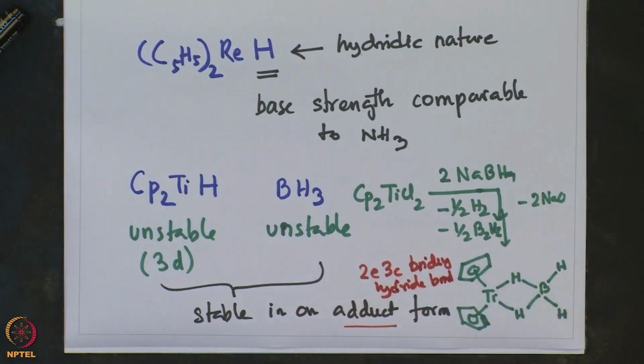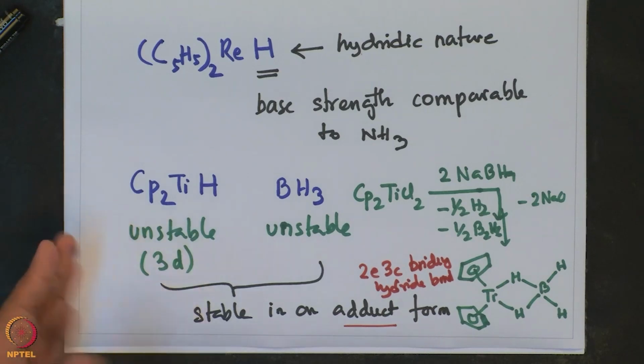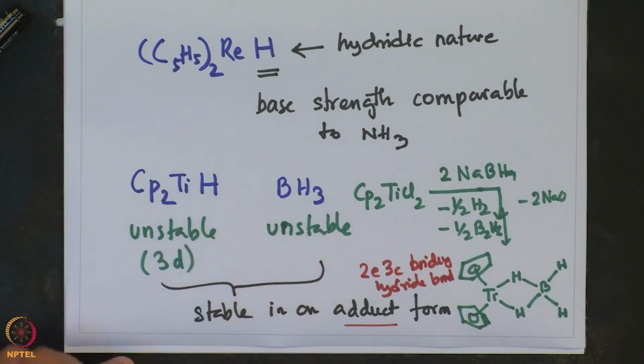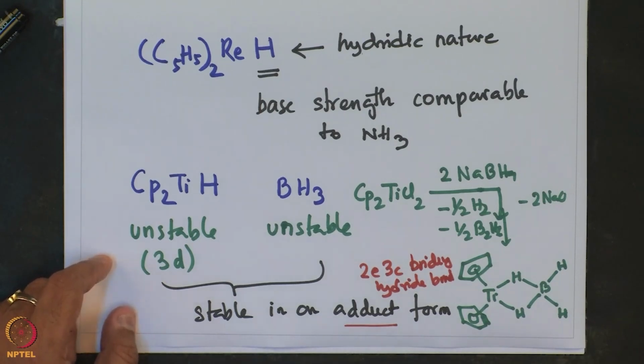So, this is an important aspect of transition metal hydride chemistry, and what we saw in this nice example is that unstable cyclopentadienyl titanium hydride, which is a hydride of a 3d metal, can even be stabilized in the presence of borane BH3, which in its monomeric form is also unstable, by formation of an adduct of Cp2 titanium hydride and BH3 through this non-classical 3-centered 2 electron bridging hydride bond.